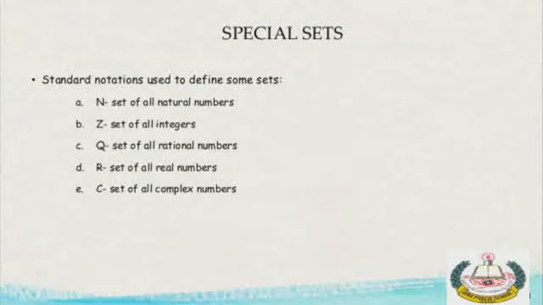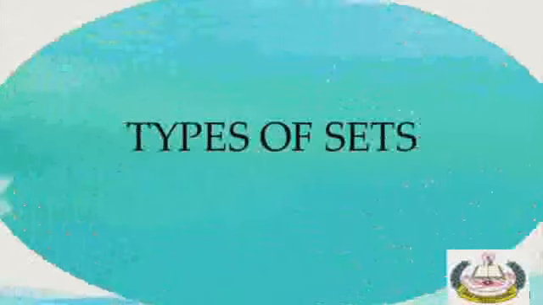Some special sets. Standard notation used to define some sets. The first one is the set of all natural numbers denoted by N, the set of all integers denoted by Z, the set of all rational numbers denoted by Q, and so on.